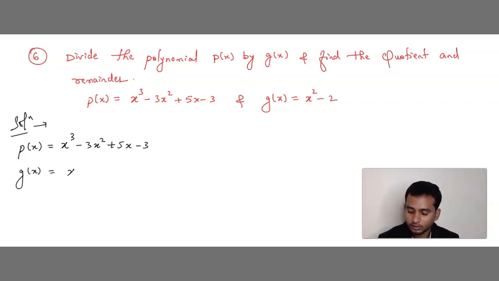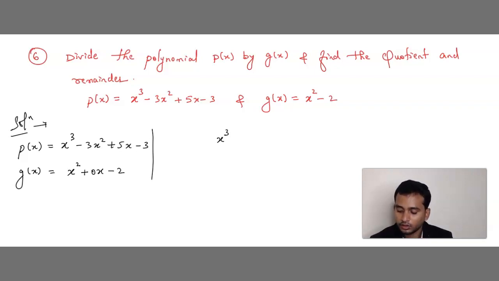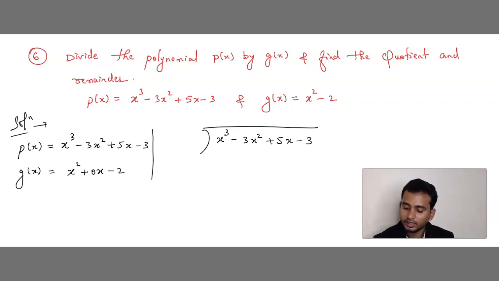Next g of x, first second degree, first degree is missing. So we can take it as plus 0x. Okay, then constant, that is minus 2. Okay, then what we do here? x cube minus 3x square plus 5x minus 3. We divide this polynomial by x square plus 0x minus 2.